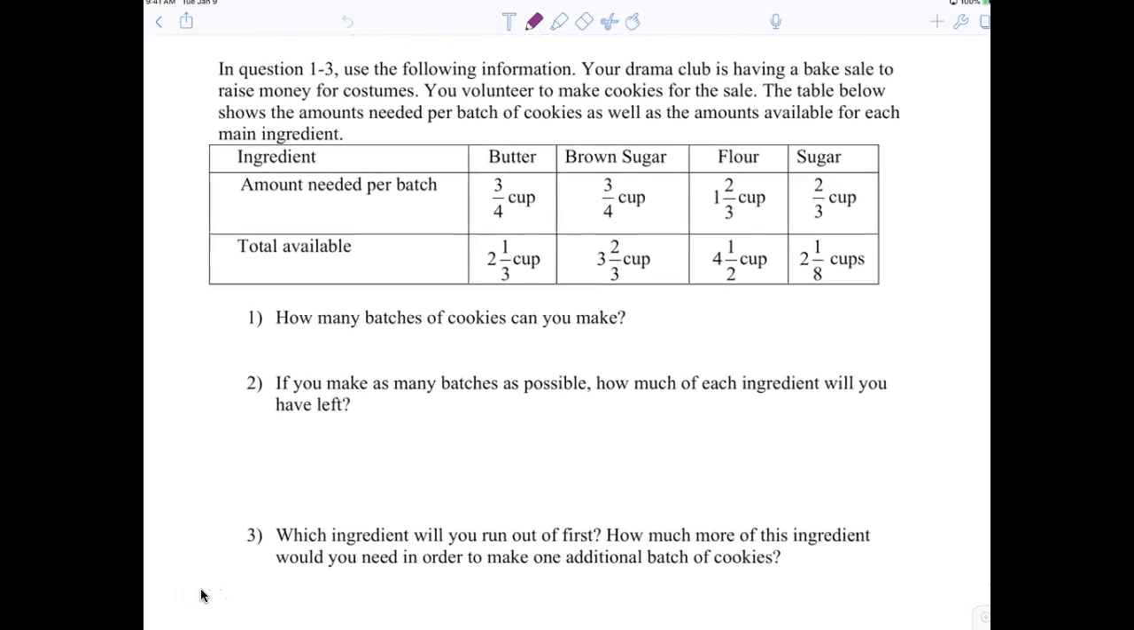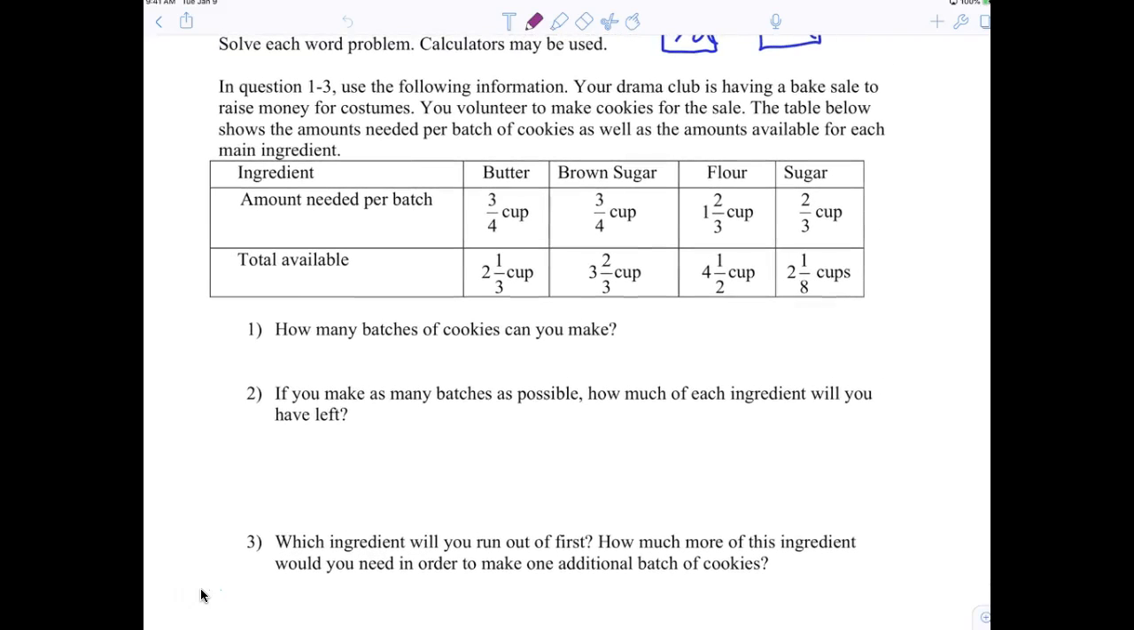It says, in questions 1 through 3, use the following information. Your drama club is having a bake sale to raise money for costumes. You volunteer to make cookies for the sale. The table below shows the amount needed per batch of cookies, as well as the amounts available for each main ingredient. All right? So the question is this. If you have a total of 2 1/3 cups of butter, and you need 3/4 of a cup to make a batch of cookies, how many batches can you make?